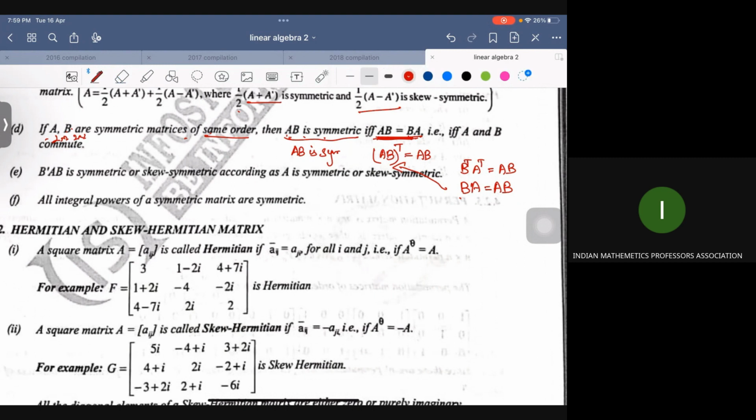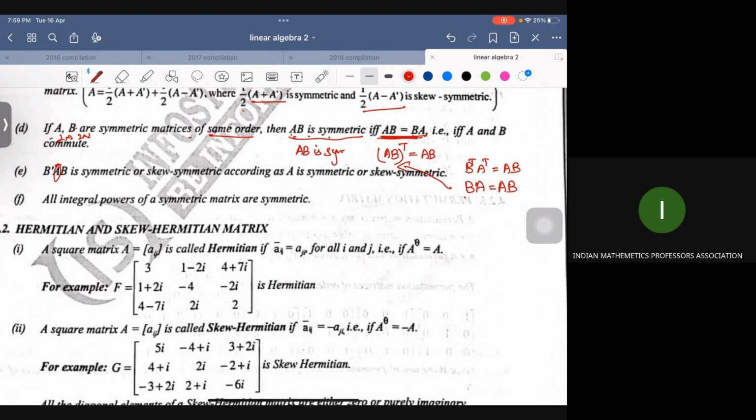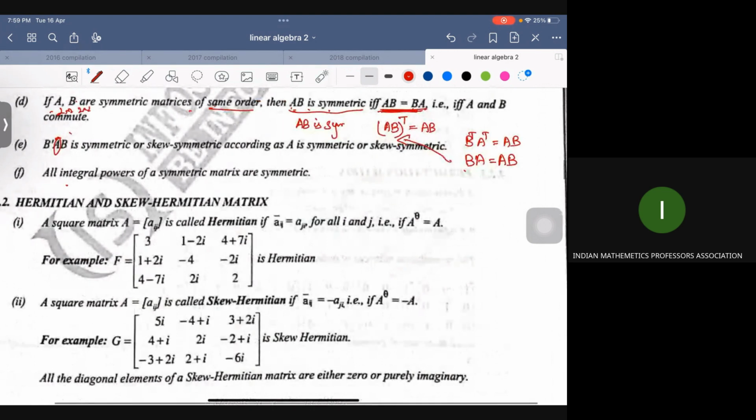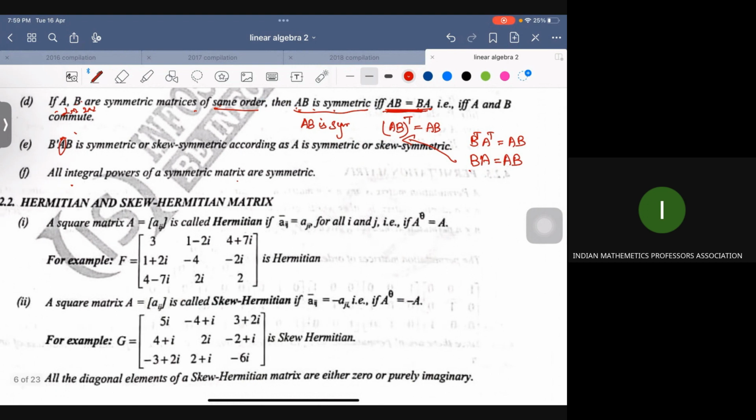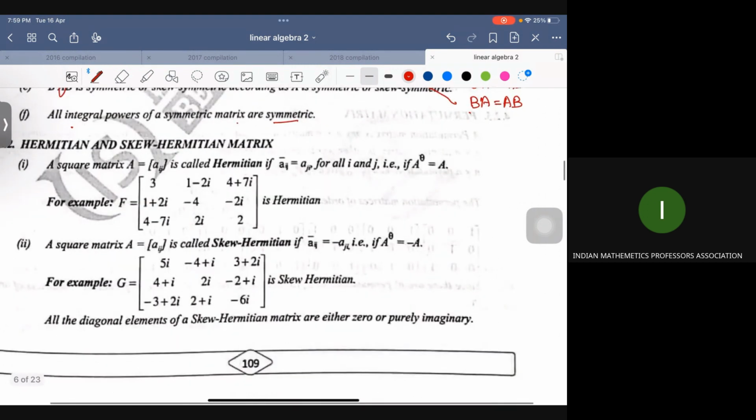Next, B transpose AB is symmetric or skew symmetric according as A is symmetric or skew symmetric. If A is symmetric, then for any matrix B, B transpose AB is symmetric. If A is skew symmetric, then for any matrix B, B transpose AB is skew symmetric. And all integral powers of a symmetric matrix are symmetric. That is, all powers of a symmetric matrix are again symmetric matrices.